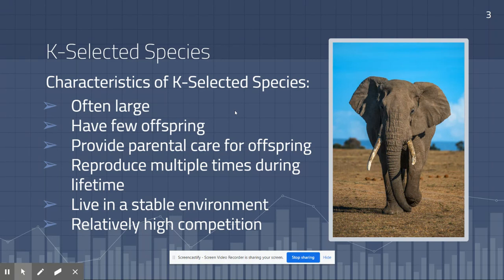They also tend to live in a relatively stable environment, and they often experience relatively high competition. So an elephant would be an example of a K-selected species. Elephants do have few offspring. They might reproduce more than once in their lifetime, but they provide care for their offspring, and so they are considered a K-selected species.